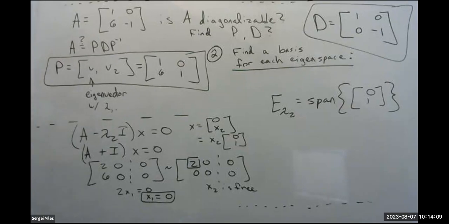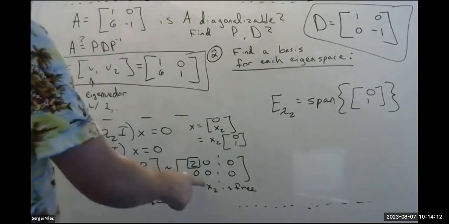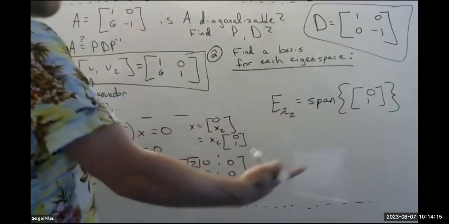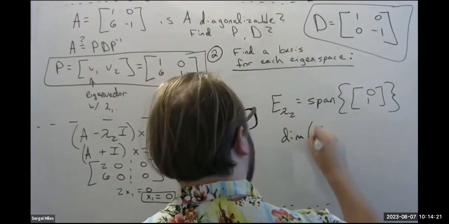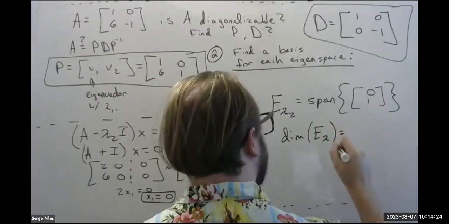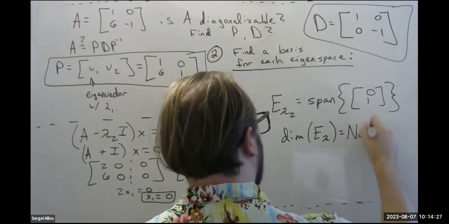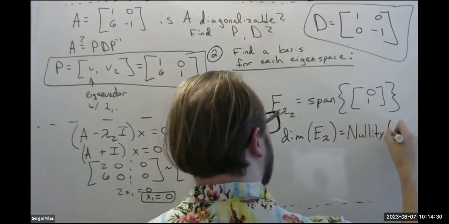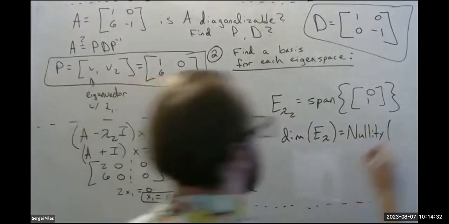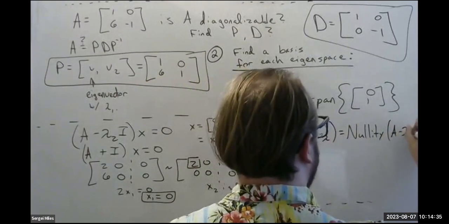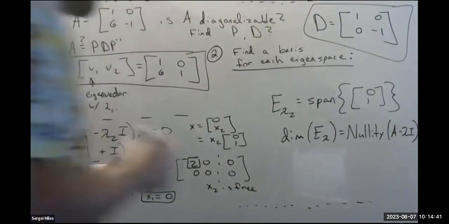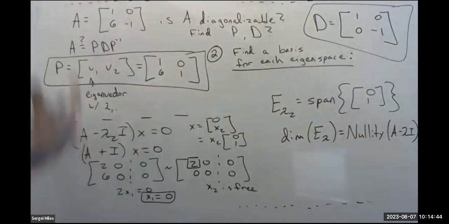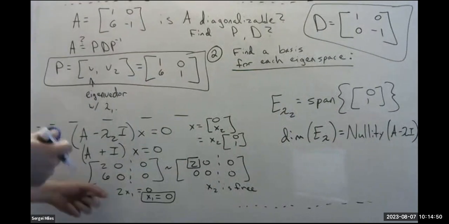And part of the reason for this is, why is this happening? The number of free variables is telling us how many vectors we get in the parametric vector form. In other words, the dimension of any eigenspace is equal to the nullity of A minus lambda I, right? What is the nullity of A minus lambda I? Well, that's the dimension of the null space of A minus lambda I. That's the number of free variables for the matrix A minus lambda I.